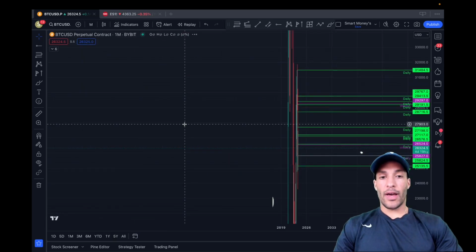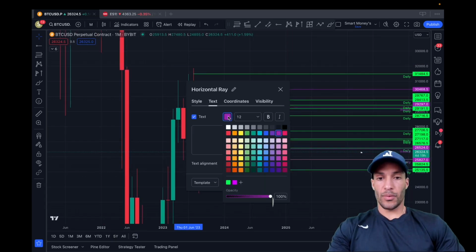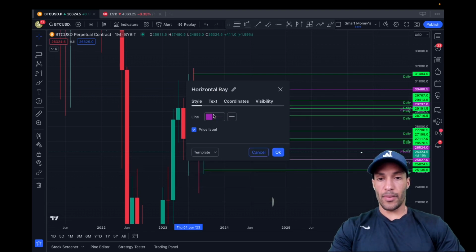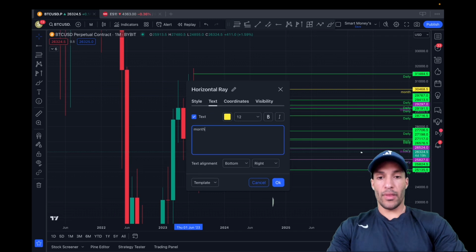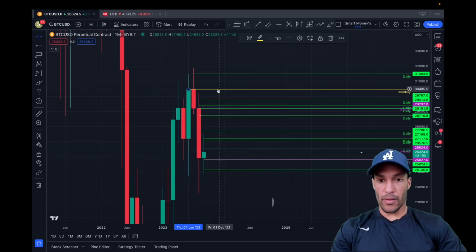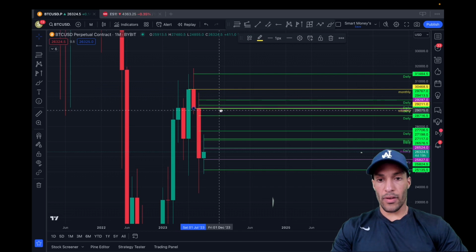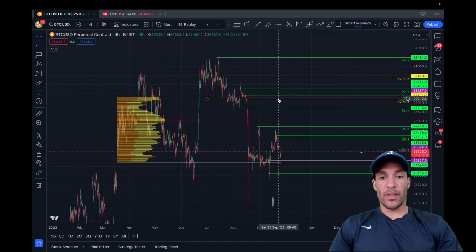We can also add in monthly levels as well. So we'll change this color to yellow just to stand out a bit. And we'll call that monthly. So we do have that monthly level there. We have another one here. We have another one right over here. Yeah, so we can see this monthly level at the value area high, the daily and weekly level is going to be a big zone of resistance.